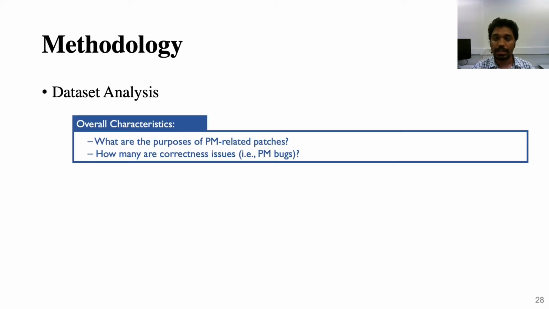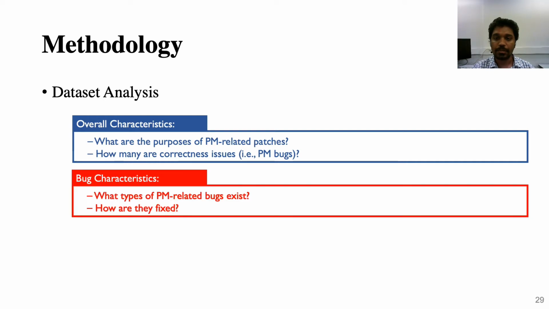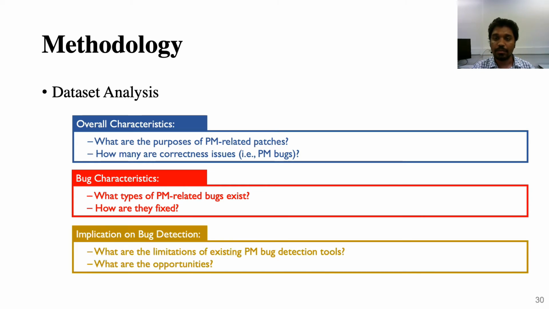From this dataset analysis, we would like to answer 3 sets of questions. First, what are the purposes of PM-related patches and how many are related to fixing correctness issues? Second, what types of PM-related bugs exist in the kernel and how are they fixed? Third, what are the limitations of existing PM bug detectors and what are the opportunities?